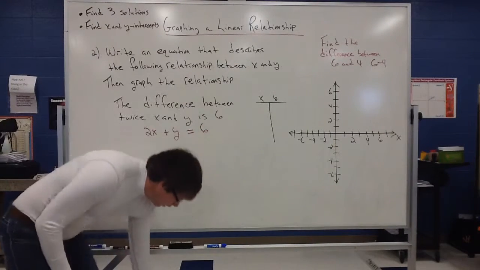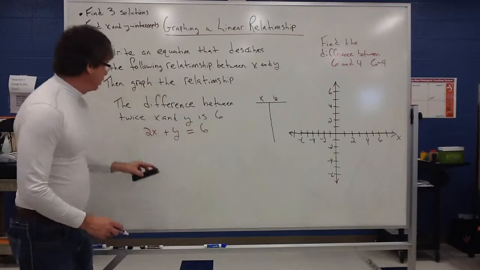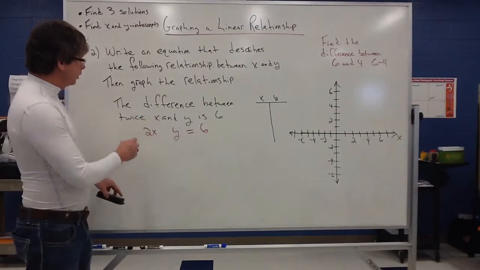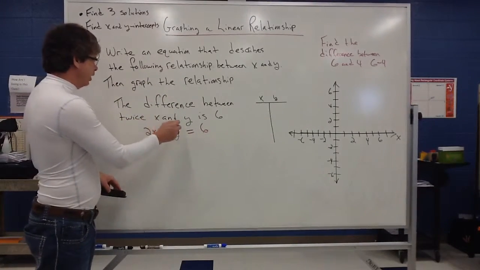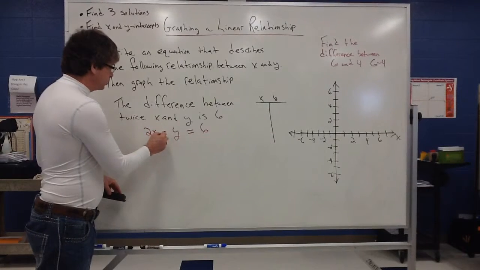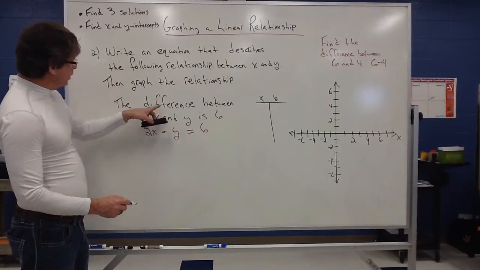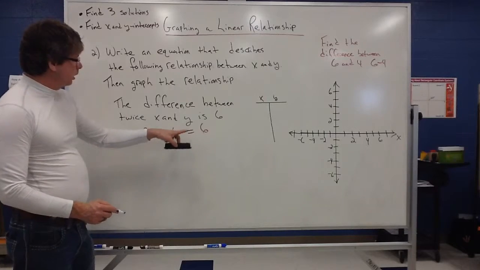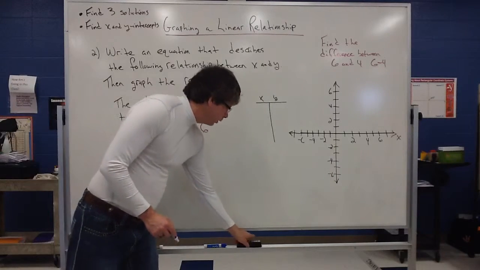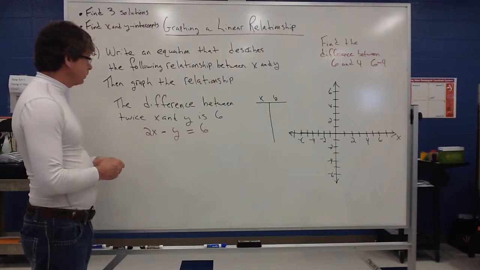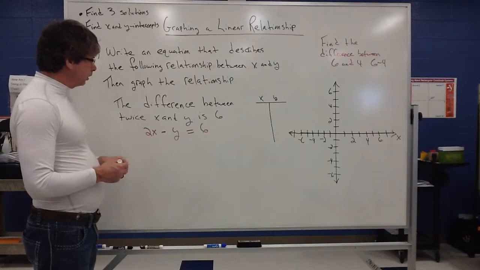Actually, back up on that. We said difference, didn't we? The difference between twice x and y, so that tells me to actually subtract those. So the difference is 2x minus y, and that, of course, is going to equal 6. So I have this equation that looks like this.